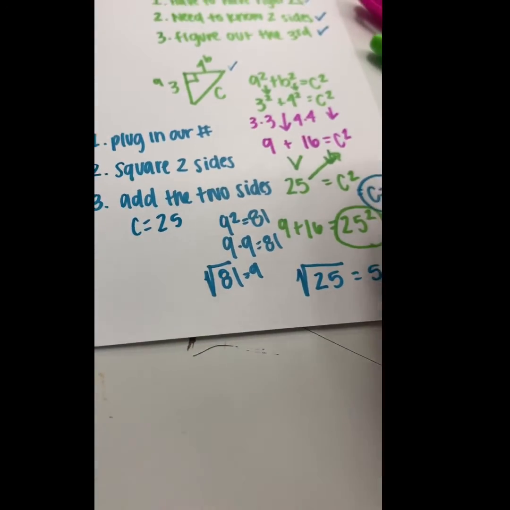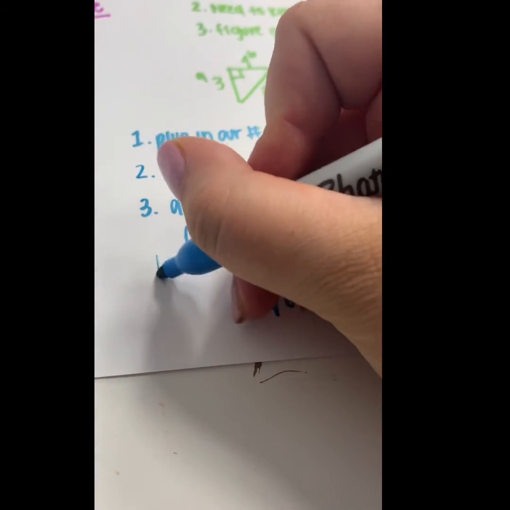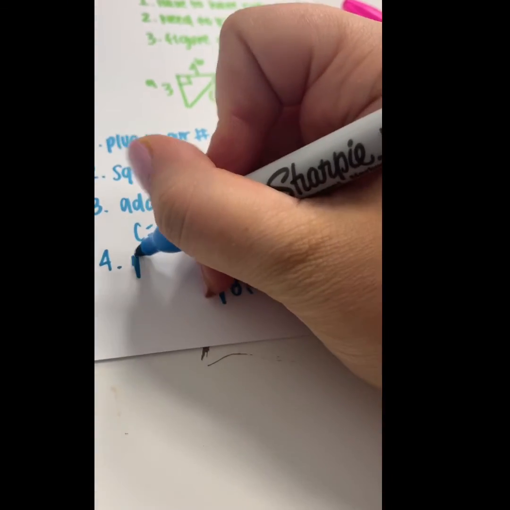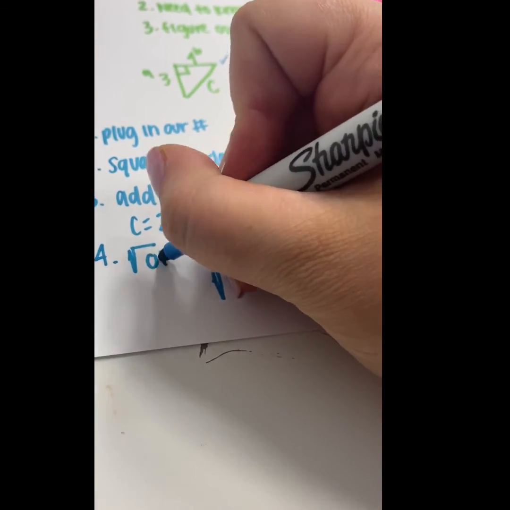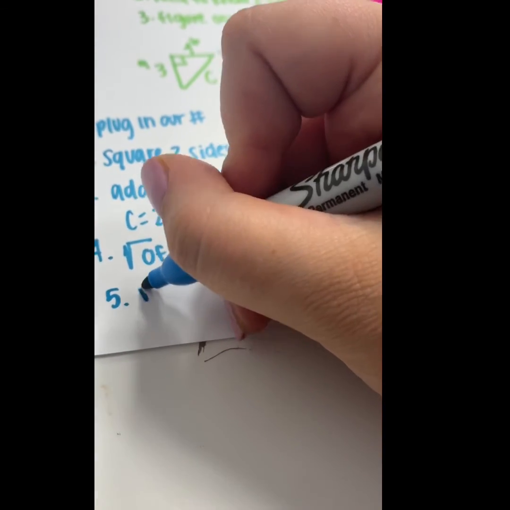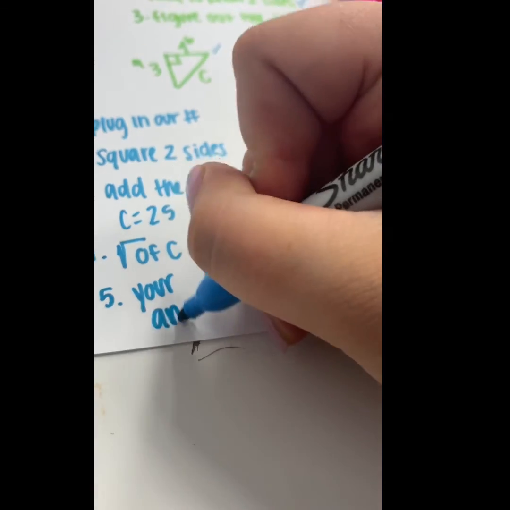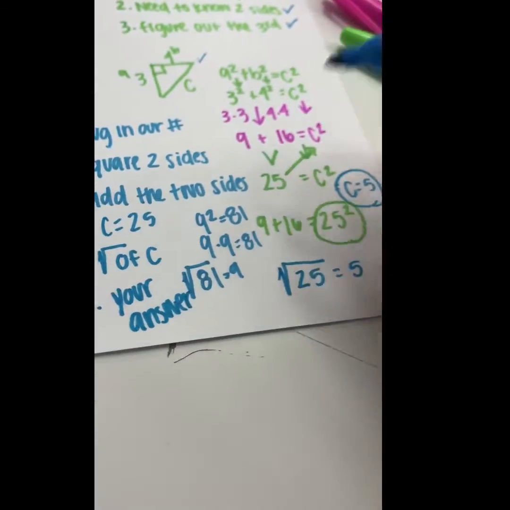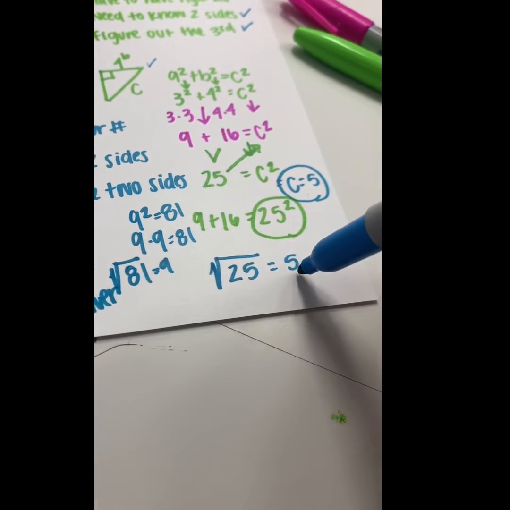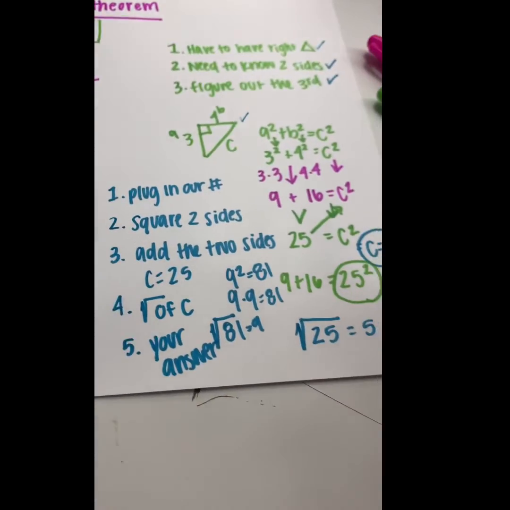Okay, the last step is undoing the square, and we're going to find the square root of c squared, and then step 5 will be your answer. So our answer was 5. We found the square root of 25 and we got 5, so that was our answer.